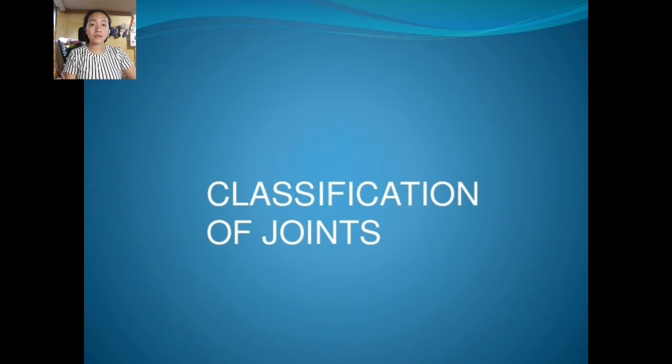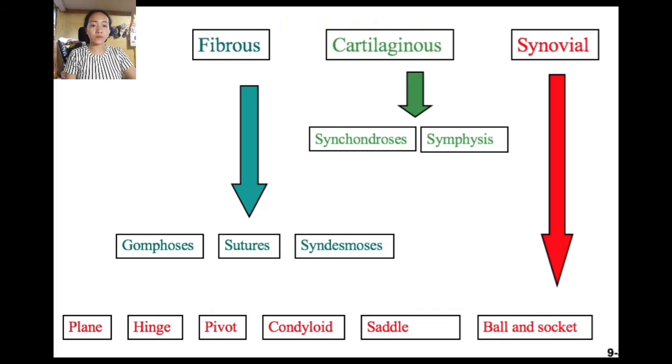Now let's see the classification of joints. First one is the fibrous joints. Fibrous tissue tightly binds the articulating bones. Cartilaginous joints are formed when a mass of cartilage joins a bone. Synovial joints are always freely movable and have a flexible joint capsule composed of ligaments and connective structures lined with synovial membrane.